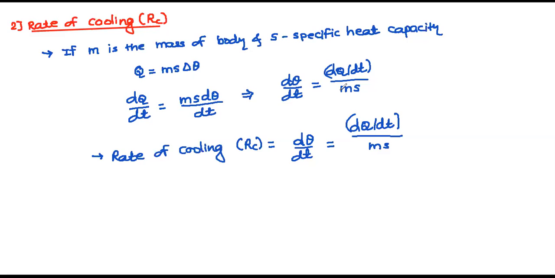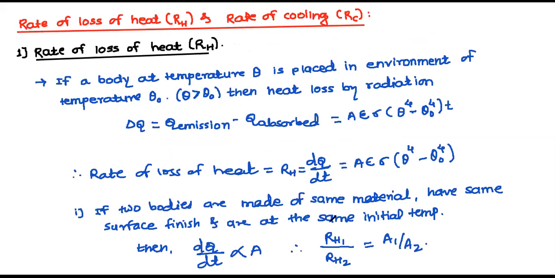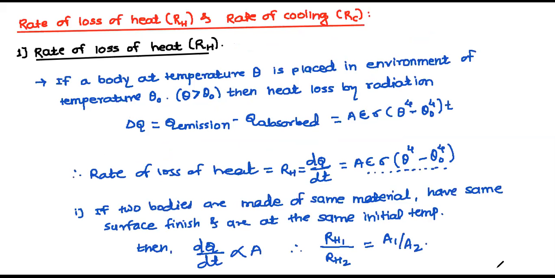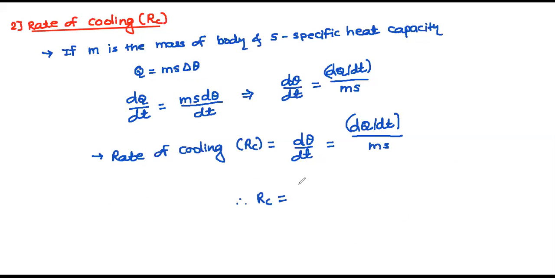And now dQ by dt value we know, so RC is equal to, in the first slide we have learned this. So can I substitute in place of this dQ by dt? Yes, I can substitute. So what I am getting is A epsilon sigma into theta power 4 minus theta naught power 4 divided by m into s.